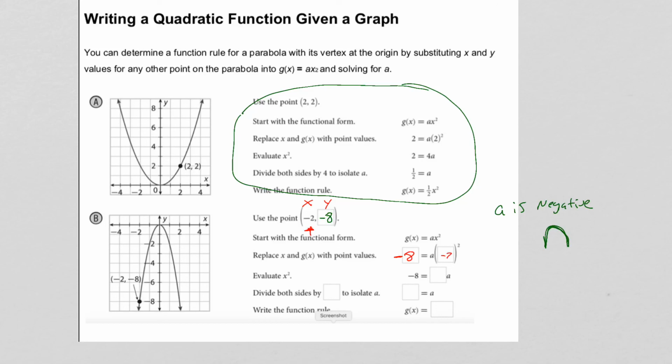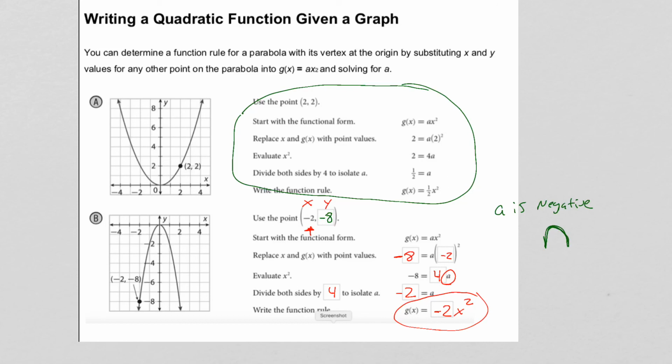So if x is negative 2, right, what's negative 2 squared? That's 4. So 4 times whatever a is equals negative 8. So that must make a equal to whatever negative 8 divided by 4 is, and that's negative 2. So, and here we go, divide both sides by 4 to isolate a. Here's your final function. G of x is equal to negative 2 times x squared. And that's one way to solve for the quadratic function given the graph alone.